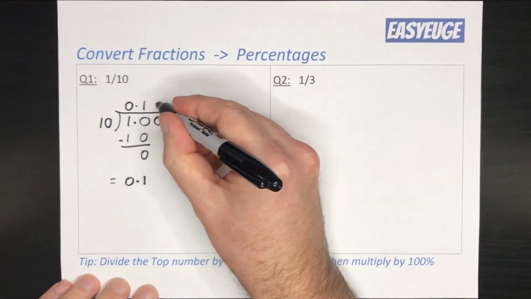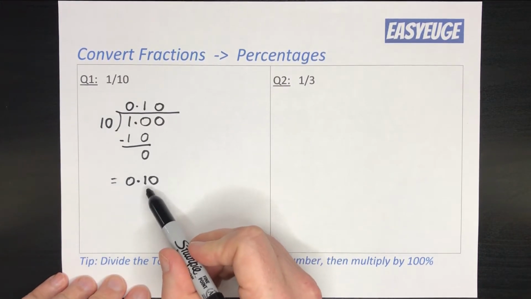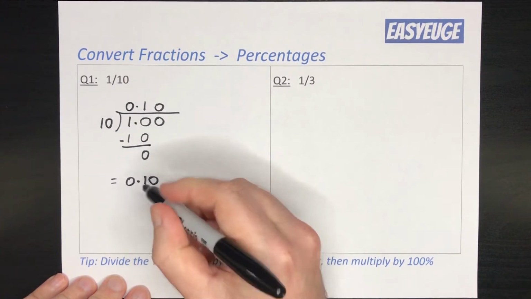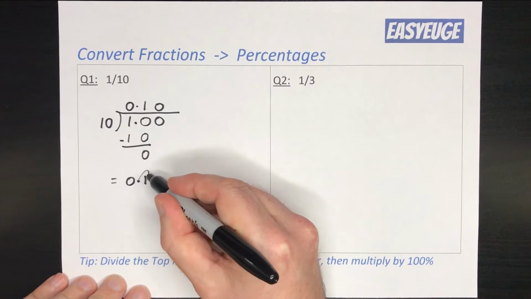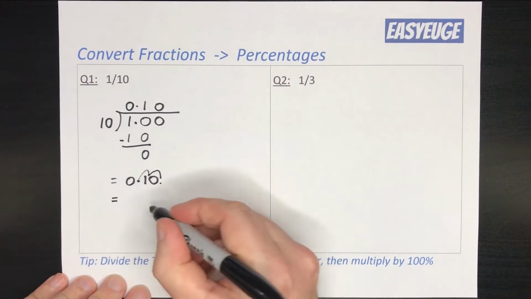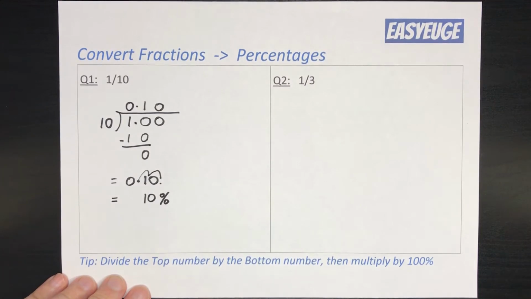Which is the same thing as adding on that 0. So 0.10. So how do we turn that into a percentage? We simply multiply by 100%. So if we're going to multiply this by 100%, the number's going to get bigger by a factor of 100. So let's locate the decimal point and move the decimal point to the right 2 places, 1, 2, and the decimal point goes there. So the answer is now 10. It's 10%. So 1 out of 10, or 1 over 10 as a fraction, is 10% as a percentage.